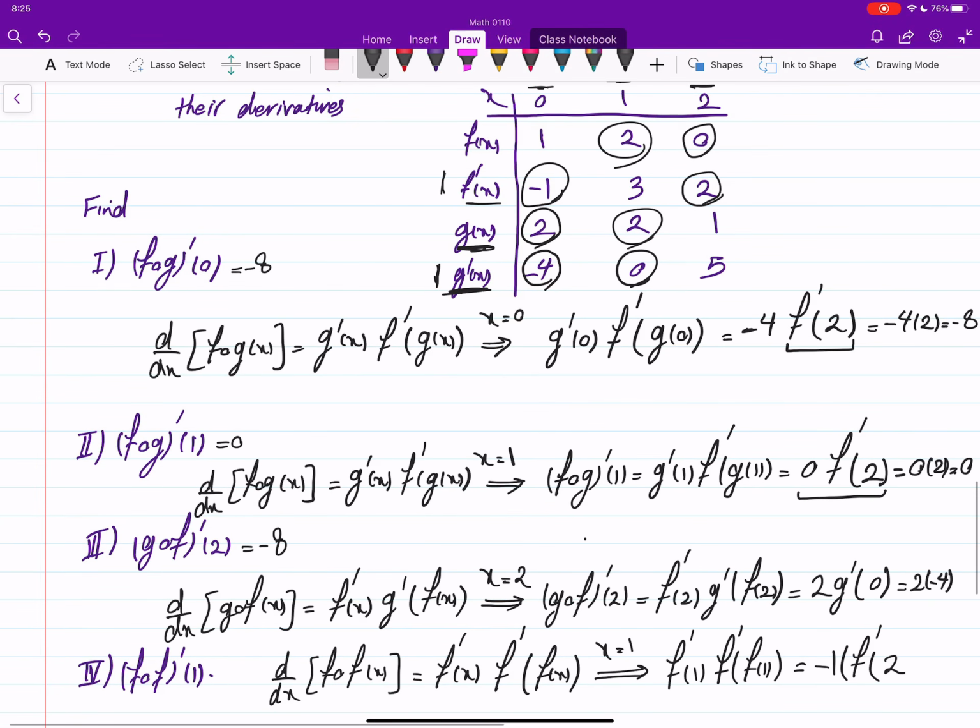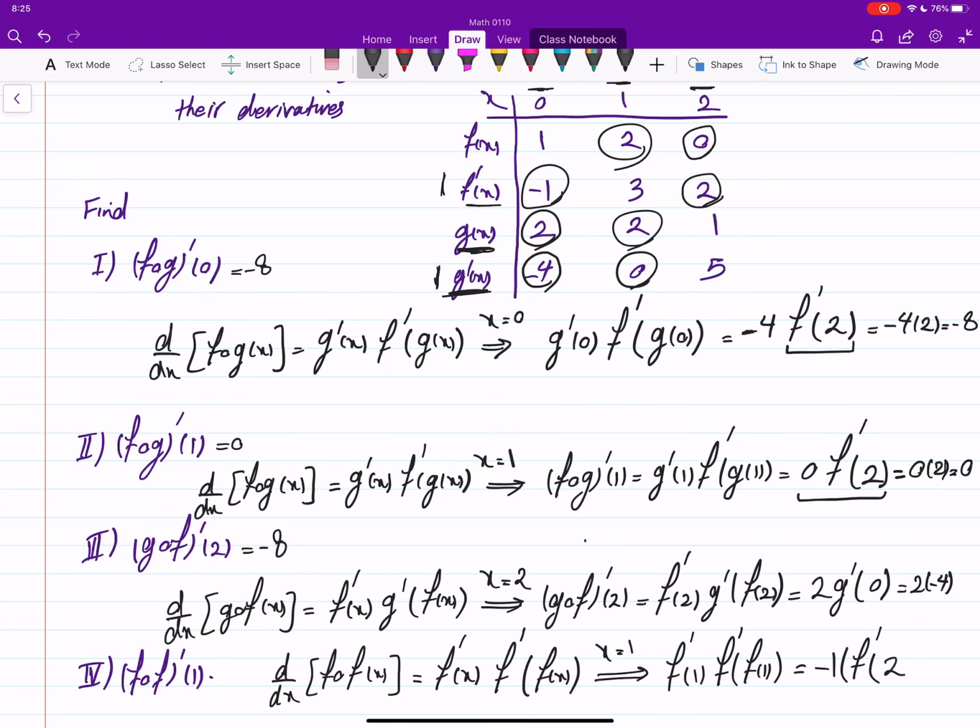No, I made a mistake. F prime at 0 is negative 1. F prime at, yes, sorry. I will go back. I'm happy that I found my mistake here. F prime at 1 is 3. So here I need to put 3. 3 times f prime of f of 1, which is 2. So we need one more: f prime at 2 is 2. So this will give us 3 times 2, which is equal to 6.